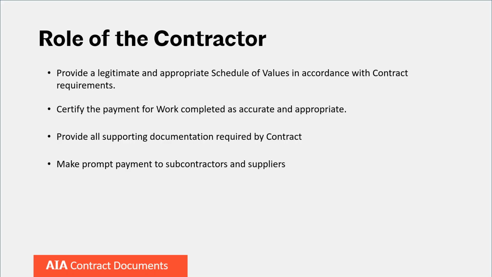The contractor is concerned about certifying that the work has been completed, that there is no non-conforming work, and if there are issues like that, that they are addressed in a timely manner that does not cause a delay in the payment process. The contractor will also look at what supporting documentation is required by its agreement with the owner, the contract documents themselves, and the contractor will also be responsible for making payment to its subcontractors and suppliers and potentially providing documentation of that back to the owner.